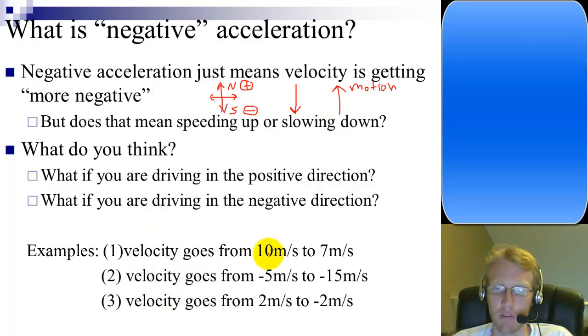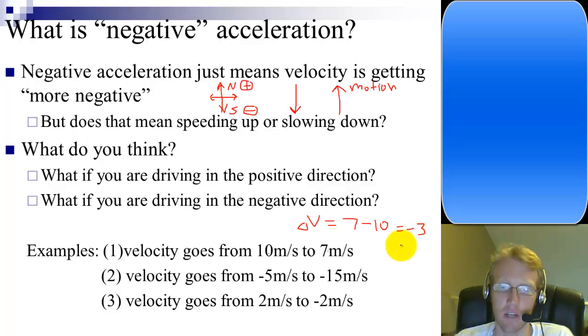If your velocity goes from 10 to 7, then you had a negative acceleration because your velocity changed. The delta v here is final minus initial, so 7 minus 10, which is negative 3. So you have a negative change in velocity, you have a negative acceleration. If your velocity goes from negative 5 down to negative 15, here you're speeding up, right? You're actually going faster. 15 meters per second is faster than 5, but because it's more negative, it is a negative acceleration, but speeding up. This was a negative acceleration, but slowing down.